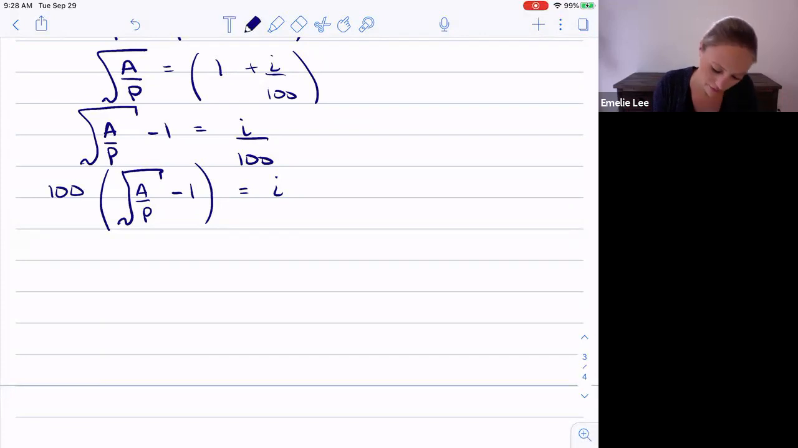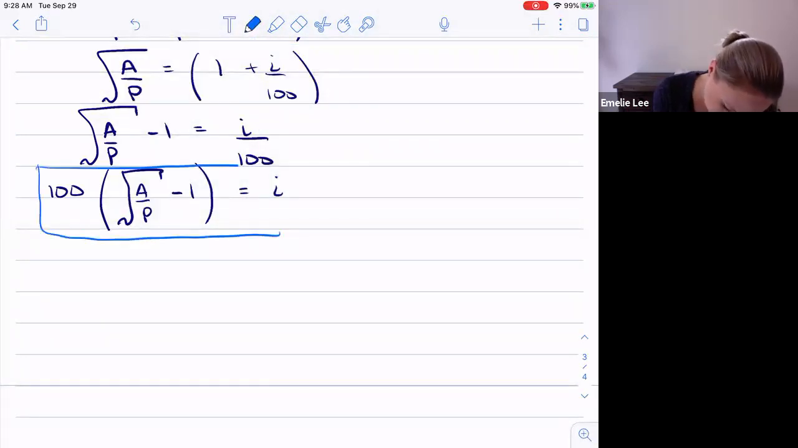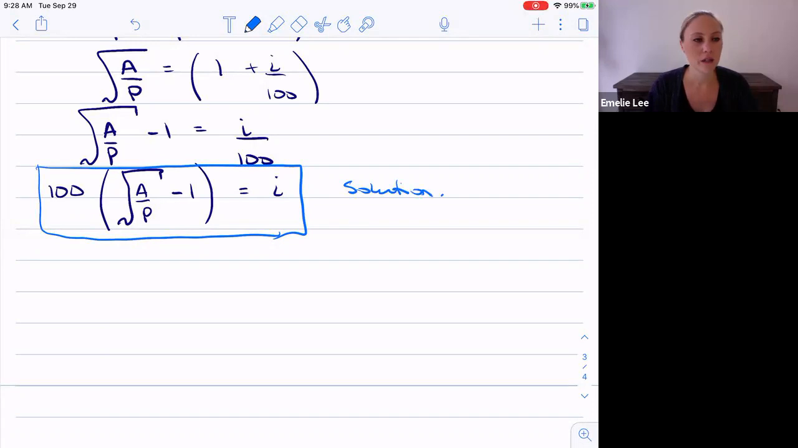So that's it, right? Here's the solution. So like I said, we need to practice those. We need to get really good at moving things around in an equation, and being able to solve for different things. So same thing with a linear equation. Let's see here.